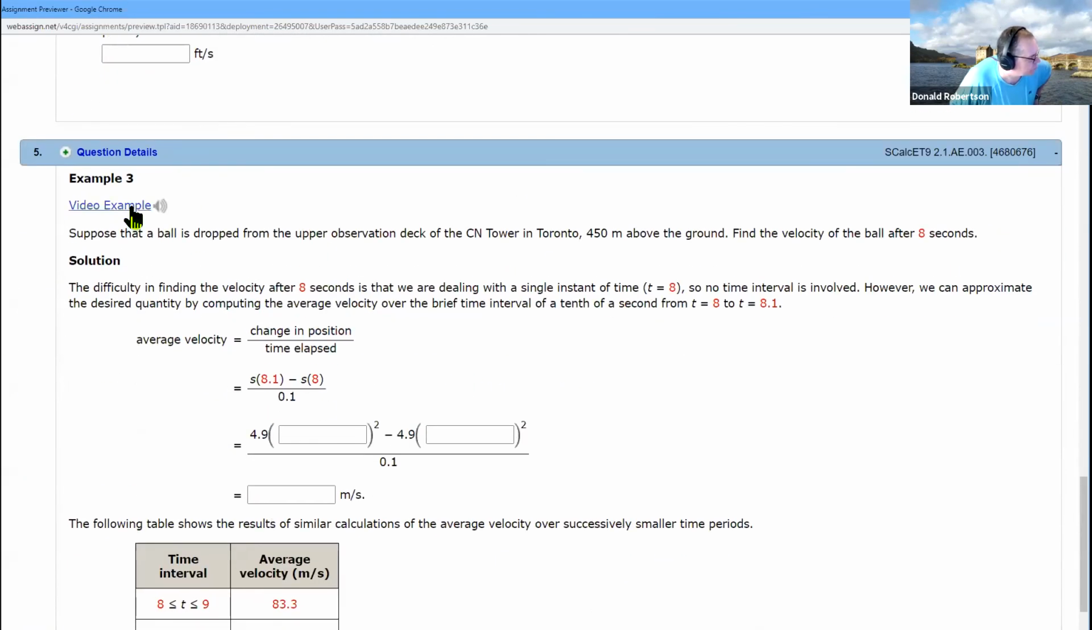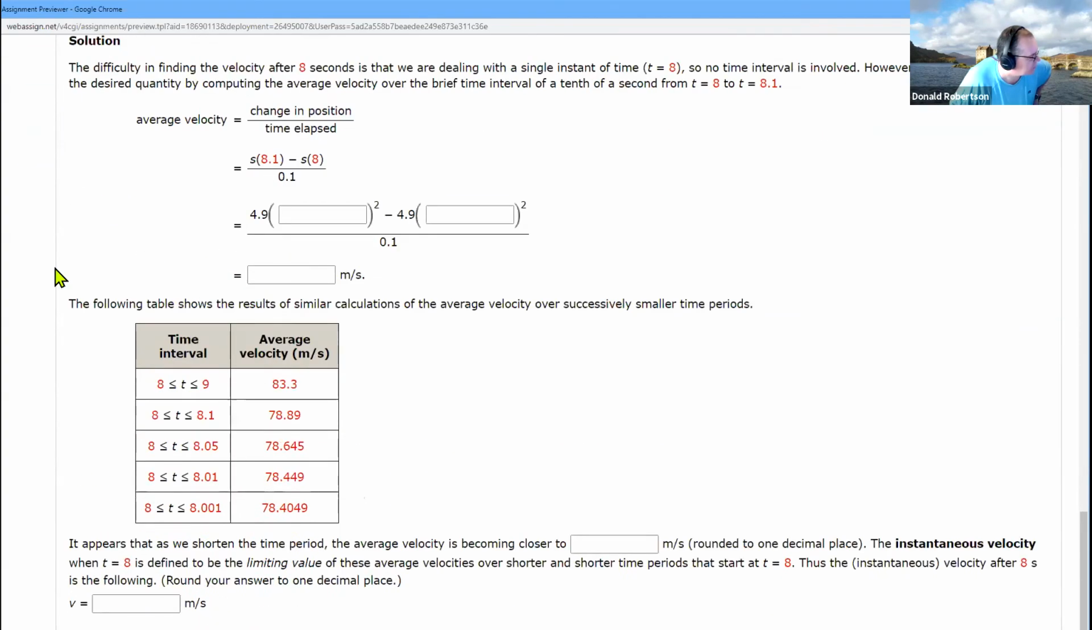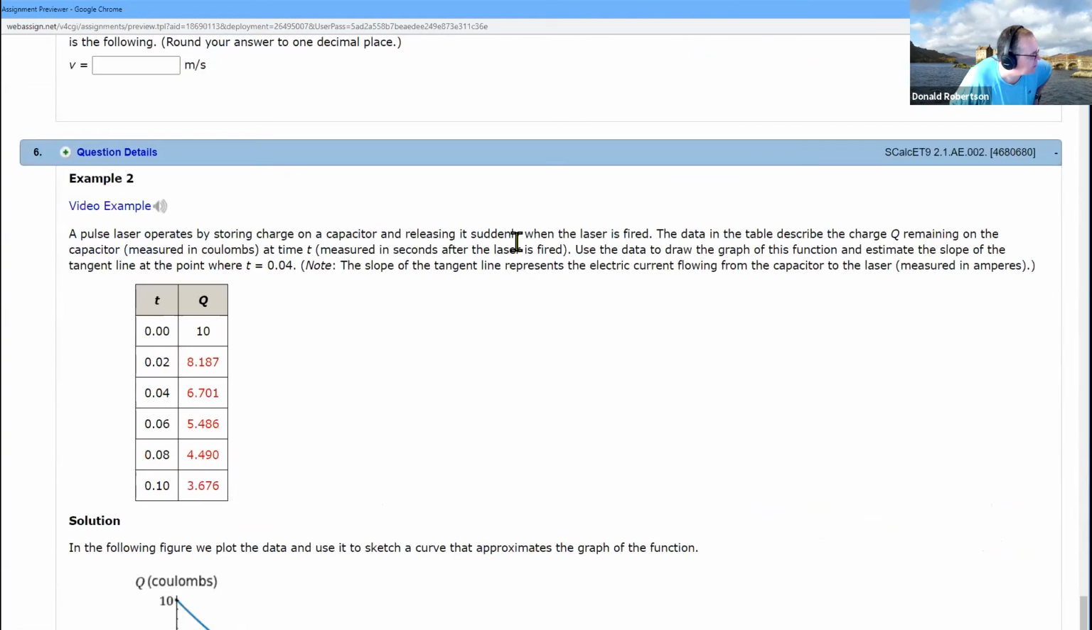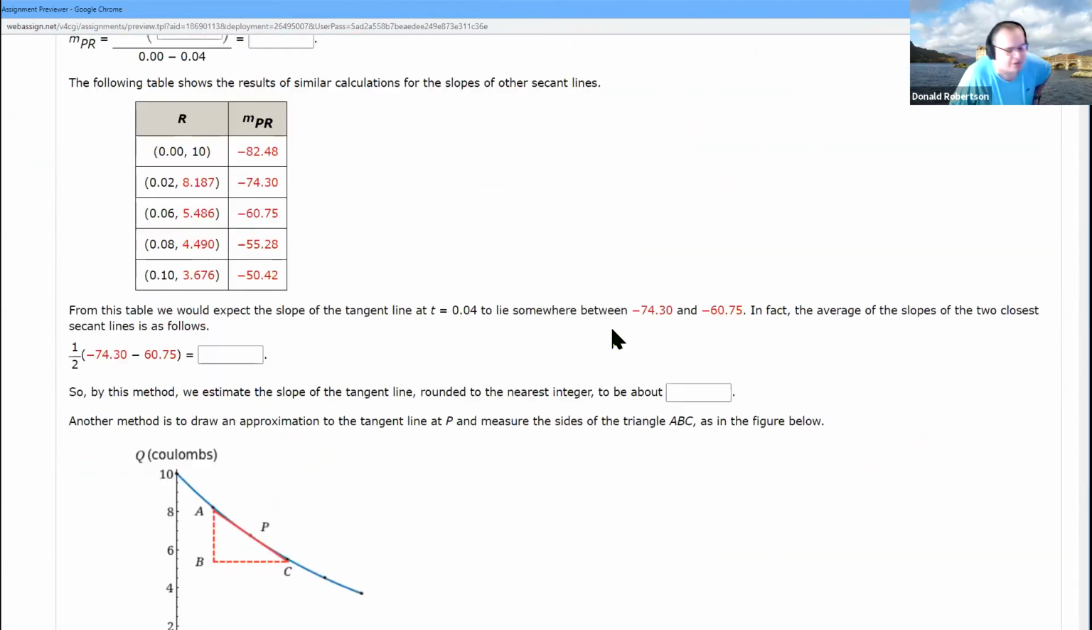This one is watch a video, so it's pretty self-evident. Watch the video and do what they tell you. Watch a video and do what they tell you, right?